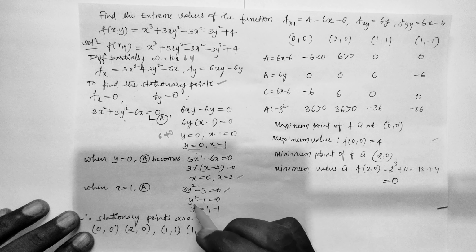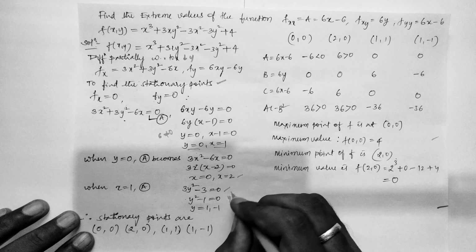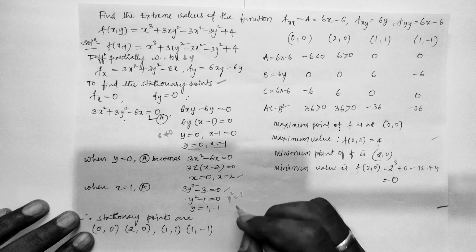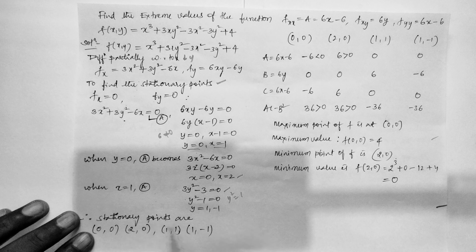Further, you can transform minus 1 to the right side, you will get y square equal to 1. So y is equal to plus or minus 1. So you will get 1 and minus 1. So what are the stationary points, students?